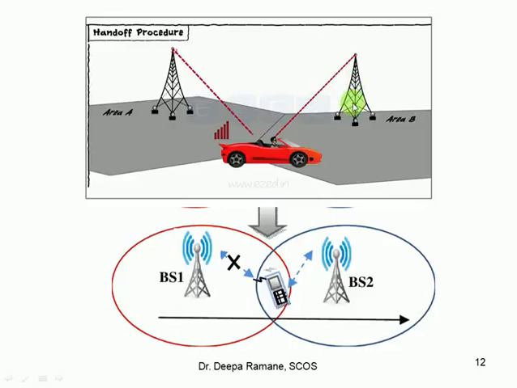So truly speaking, what should happen is that this particular tower should come to know that this man has moved from my zone, and this other tower should identify that this mobile is now in my zone, and I have to provide all the services to this fellow.